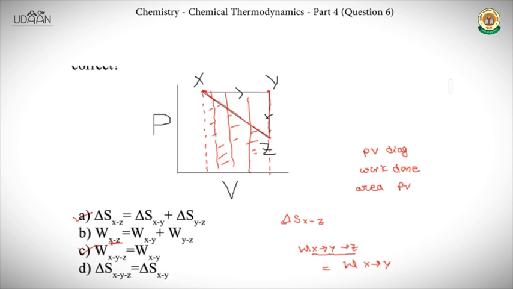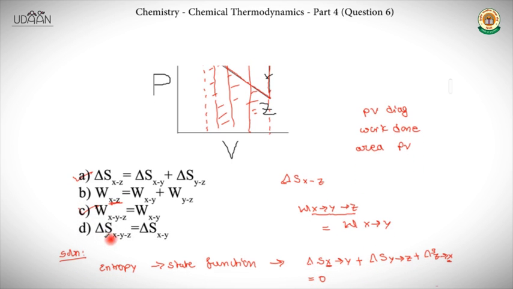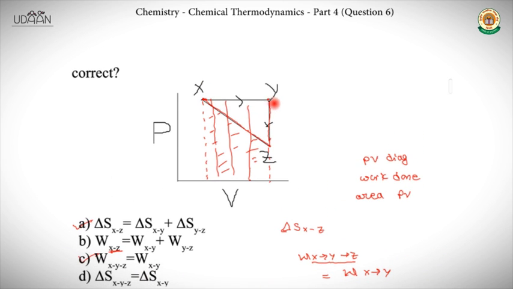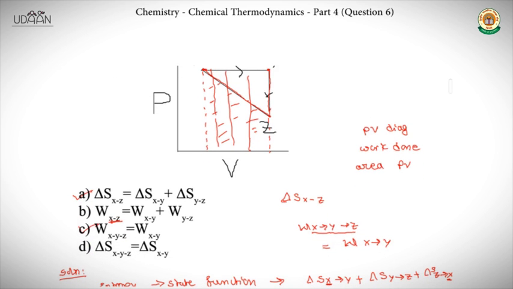And coming to option D, they asked us the change in entropy from x to y and y to z. And see here, this is not a cyclic process. They didn't mention here from z to x, so this is not a cyclic process. Remember this thing. You will be confused while solving problems. We think this is a cyclic process, but this is not a cyclic process here.